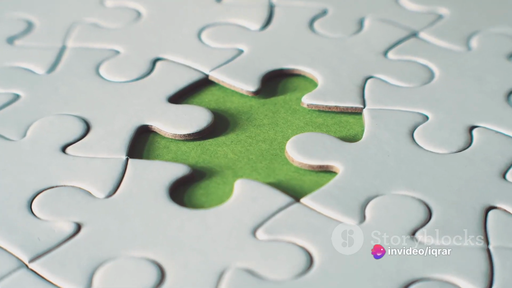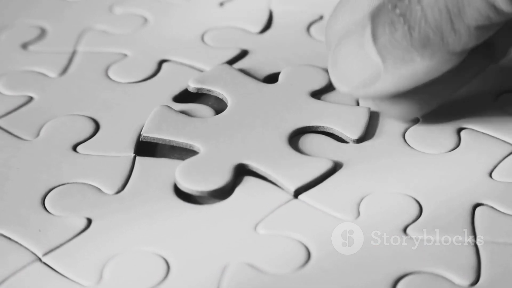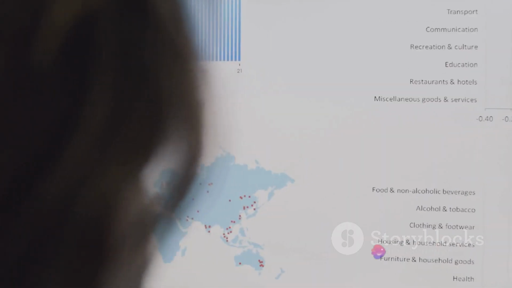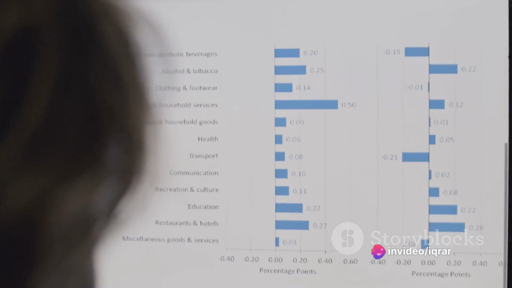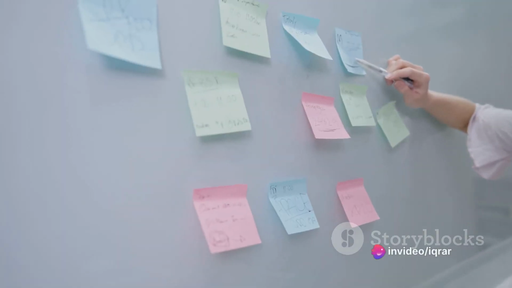Expand your keyword list. Once you have your seed keywords, it's time to expand your list by finding related keywords and long-tail variations. Analyze keyword metrics. Look at metrics like search volume, competition, and relevance to determine the potential of each keyword. Consider user intent. Understanding the intent behind a search query is crucial in selecting the right keywords.